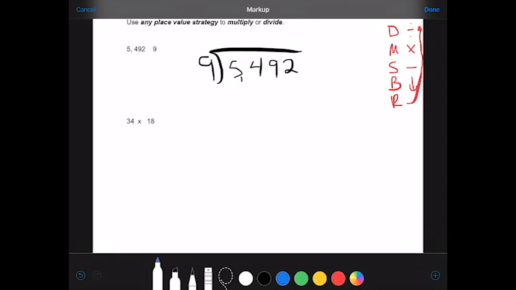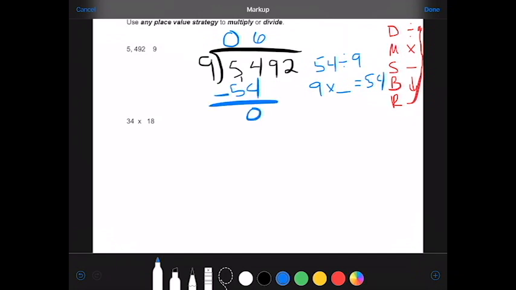So if I go 5 divided by 9, that means I have 5 things that I want to share with 9 friends. You can't do it evenly. So we're going to have to put a 0 up there and move to the 54, right? 54 divided by 9. I can also think, like if you don't like 54 divided by 9, you can think 9 times what equals 54. And then go through your 9 skip counting or your 9s times tables, and you'll come up with 6. 6 times 9 is exactly 54. We subtract and get 0.